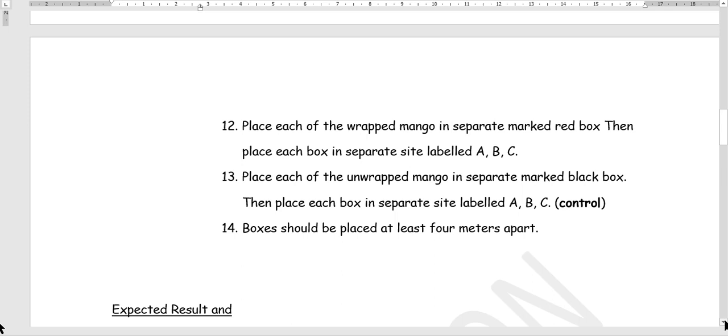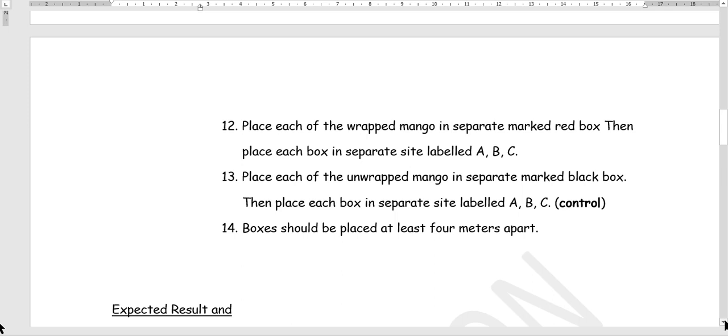Now your procedure here or method for planning and design should capture that which is called a control. The control is a setup in an experiment that maintains the manipulated and responding variable. It is used as pretty much a standard in the experiment and may indicate if changes in the experiment are due to manipulation or the theory being tested.